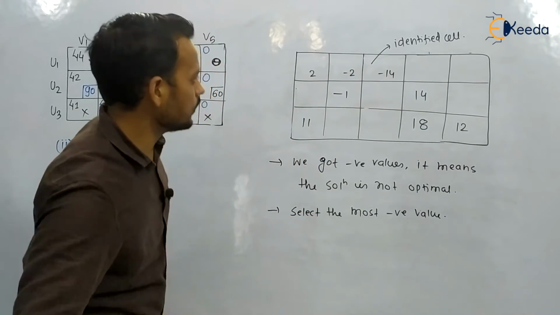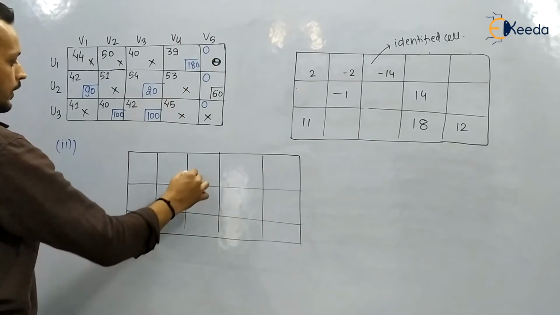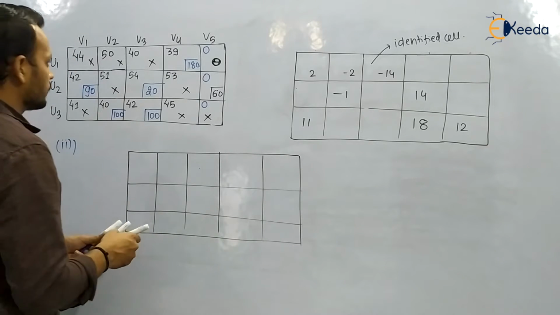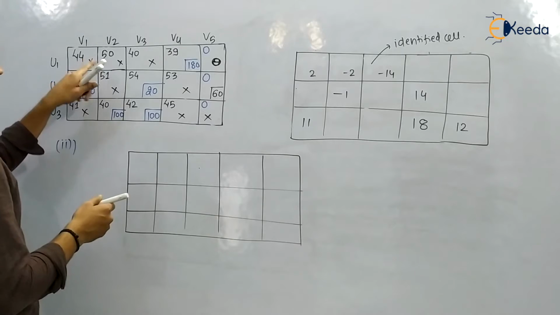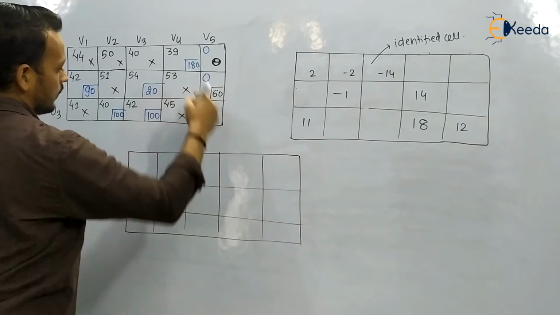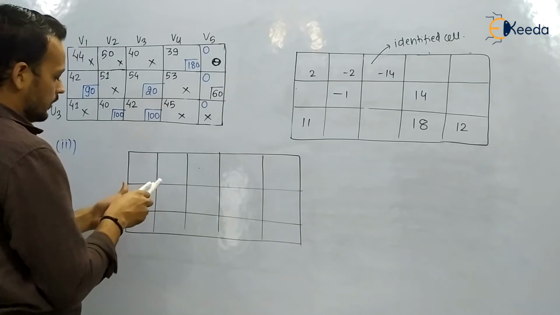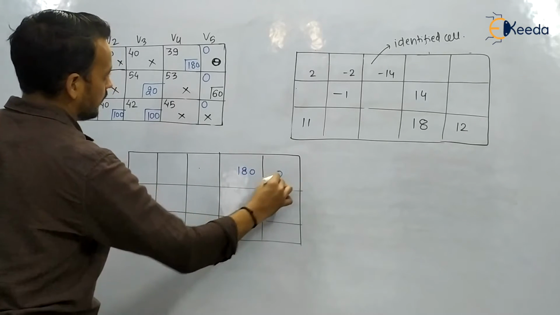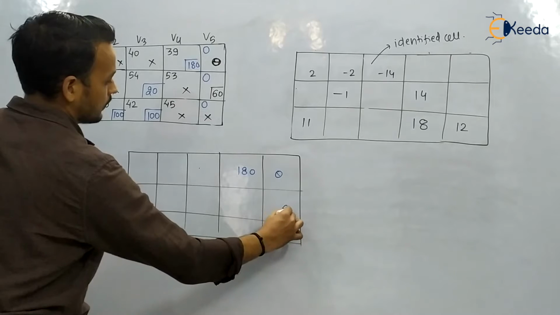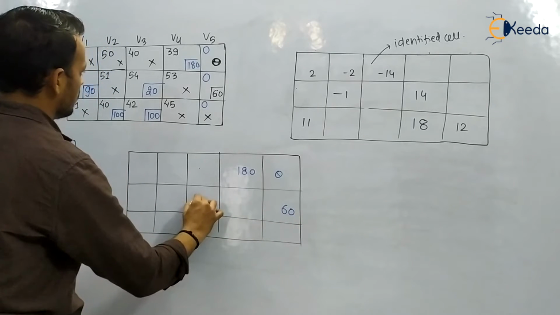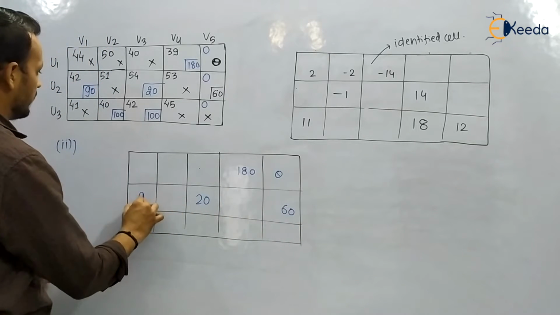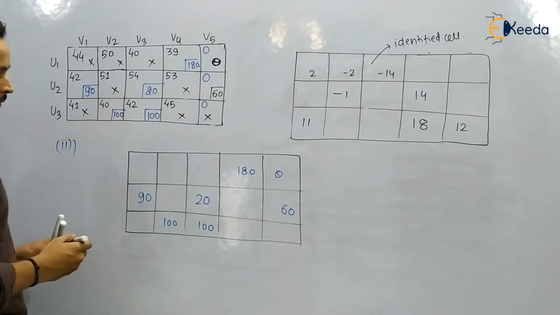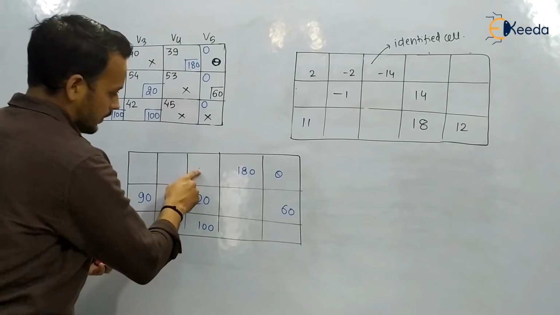Okay, so how we are going to do it? This one we have selected. So what we will do? We will make a loop. We will write the allocations here. The allocation was here 180. Just write the allocations. The allocation was 180. Here it was theta. Here it was 60. Here it was 20. Here it was 90, 100 and 100. Okay, so this is our identified cell.